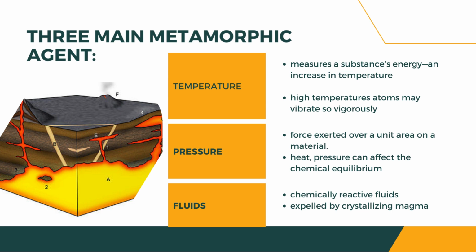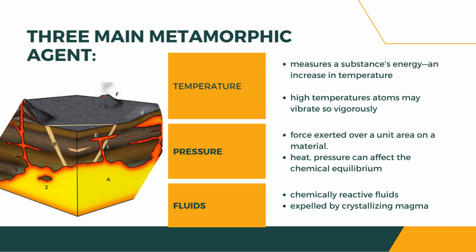Pressure is a force exerted over a unit area on a material. Like heat, pressure can affect the chemical equilibrium of minerals in a rock. The pressure that affects metamorphic rocks can be grouped into confining pressure and directed stress. Stress is a scientific term indicating a force. Strain is the result of this stress, including metamorphic changes within minerals.